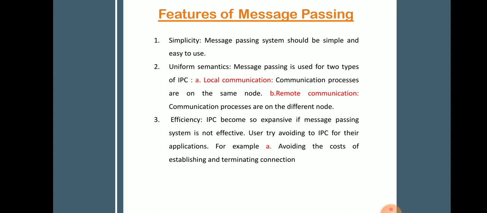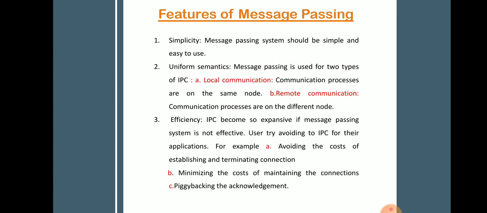Next one is efficiency. Inter-process communication becomes very expensive if the message passing is not efficient. Users try to avoid IPC in their applications. Message passing becomes more efficient if we try to avoid message exchange during the communication. This includes first avoiding the cost of establishing and terminating connections, next minimizing the cost of maintaining the connection, and then piggybacking of acknowledgements.